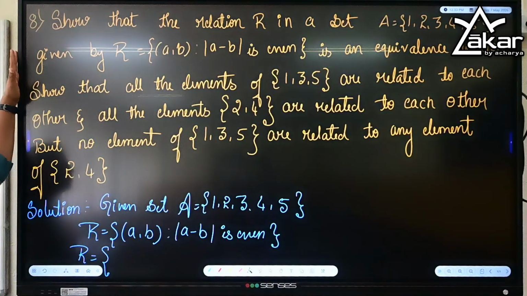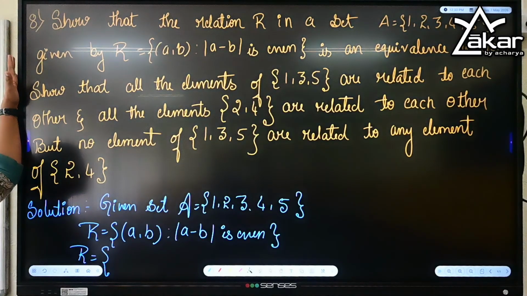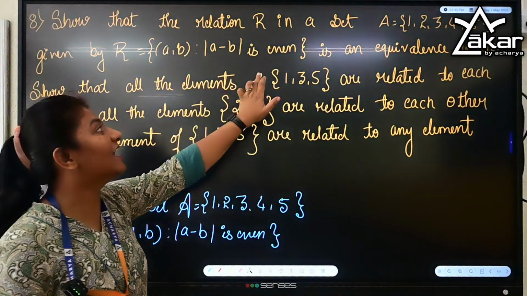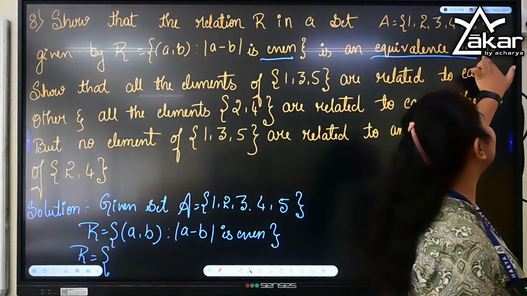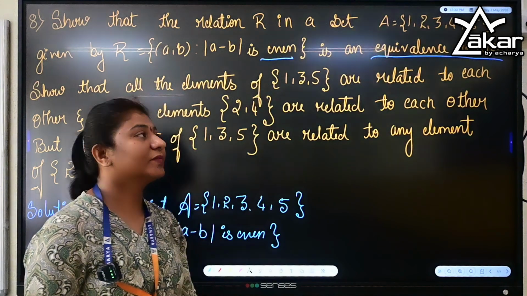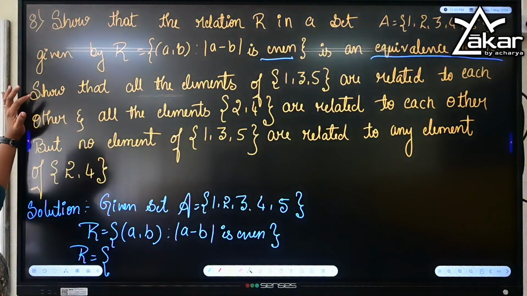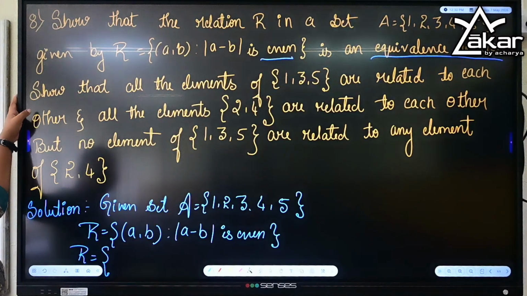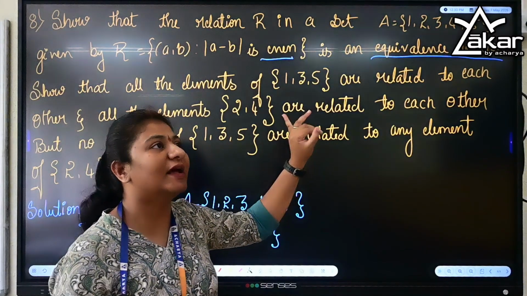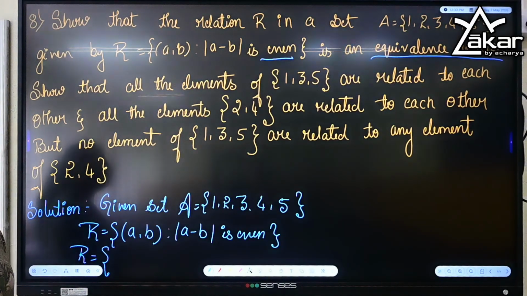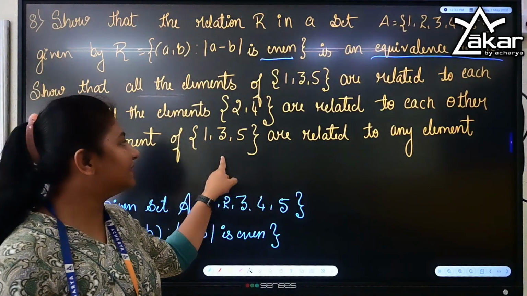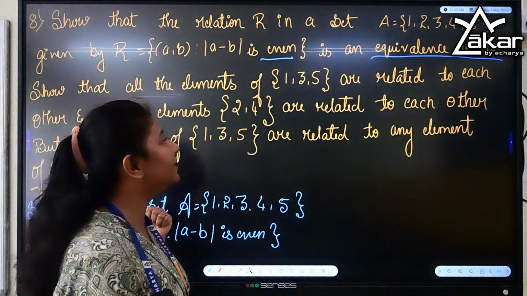by R equals, whatever the condition you deduct, it should give the value as an even number, is an equivalence relation. This is the first condition you need to prove. Next, show that all the elements of {1, 3, 5} are related to each other. All the elements of {2, 4} are related to each other, but no element of {1, 3, 5} is related to any element of {2, 4}.